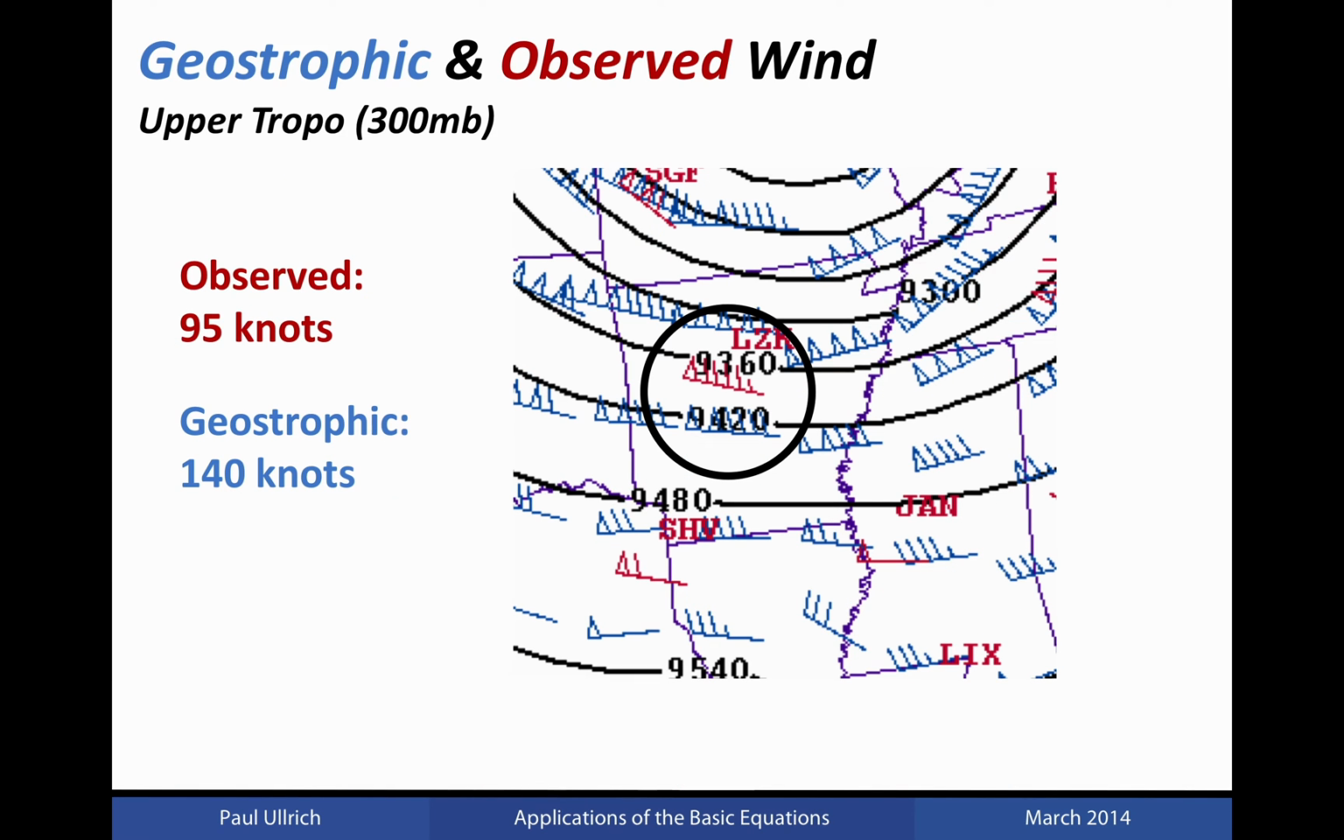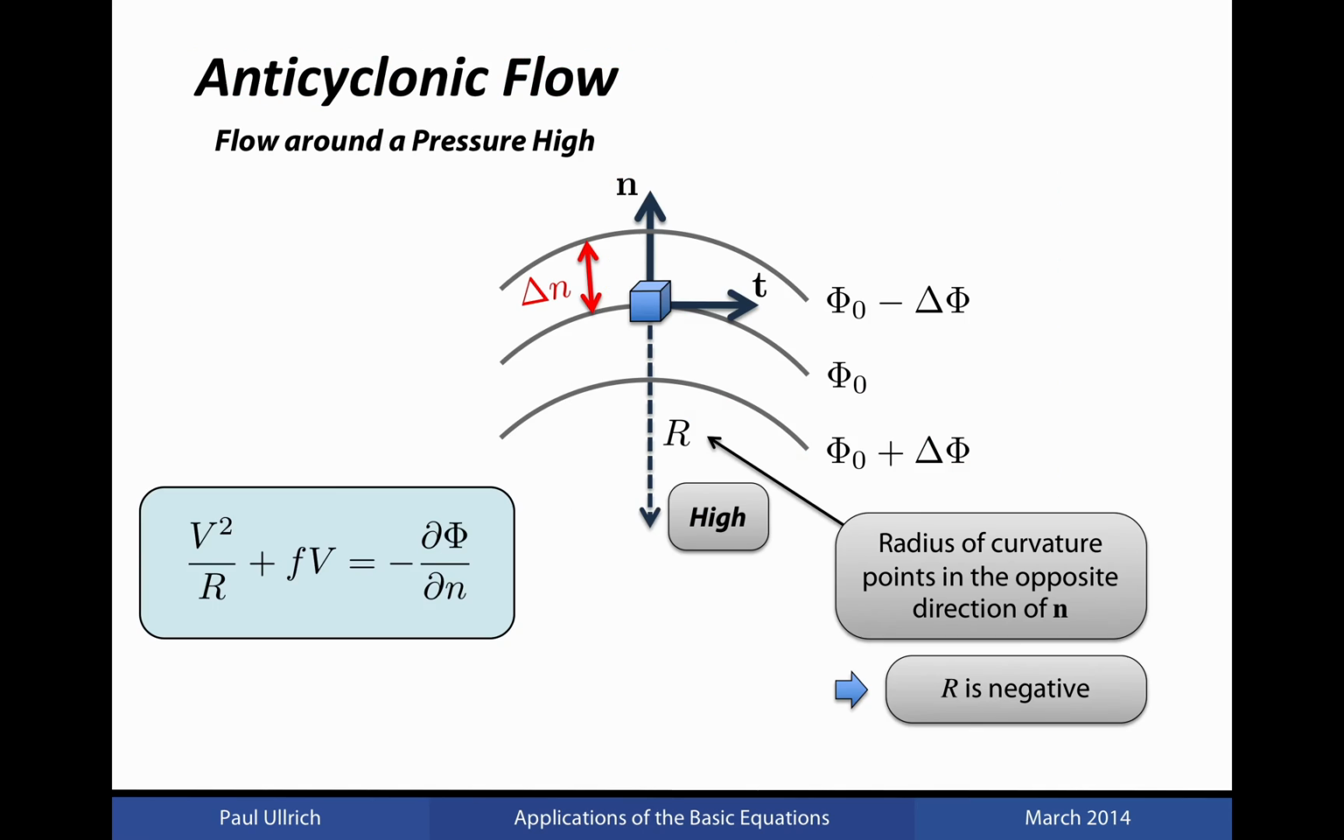If we look more closely, for instance, at LZH, the lower part of this diagram, the observed wind speed here is 95 knots, and the geostrophic wind speed is 140 knots. This adjustment is particularly severe in this case because the curvature in this region is very strong for the flow.